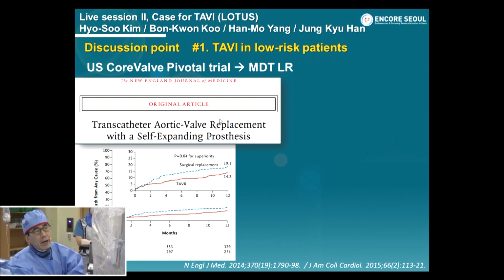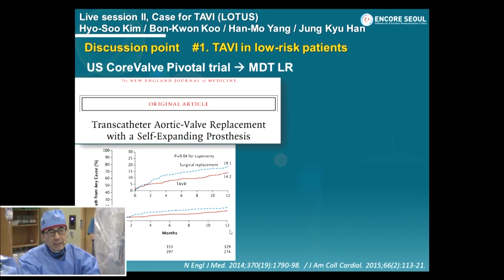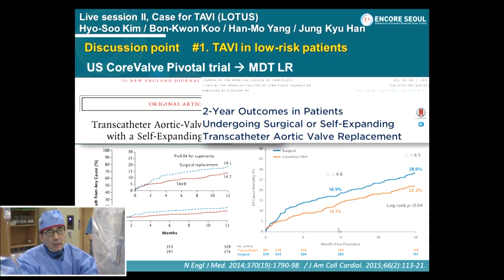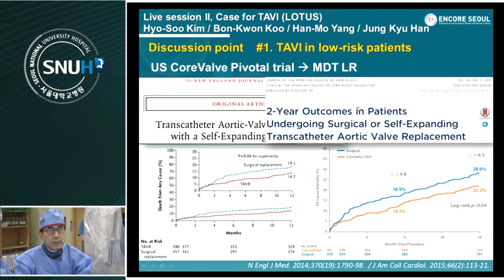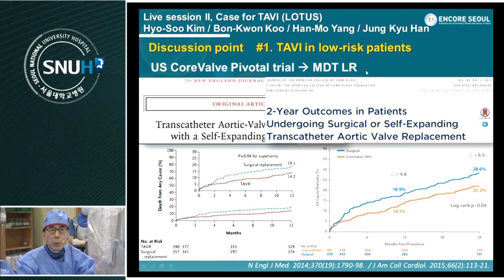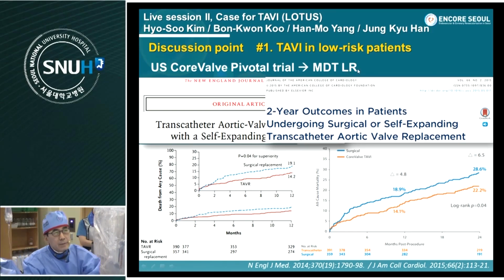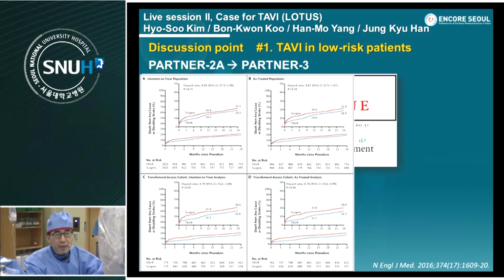The CoreValve Pivotal trial demonstrated that TAVI is better than SAVR in all-cause death at 1 year and also at 2 years. In this pivotal trial, there is some percentage of patients with intermediate risk and even low risk. Now, they launched the Medtronic low-risk RCT to test TAVI and SAVR in patients with low surgical risk. How about Edwards? In the PARTNER 2A trial, they demonstrated TAVI is better than SAVR, at least in the transfemoral cohort.